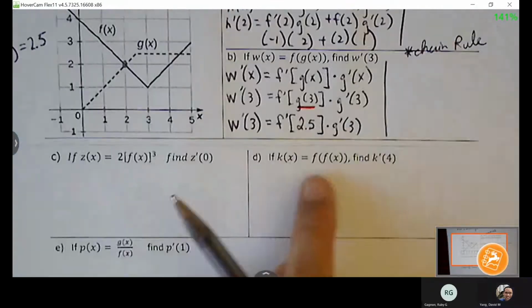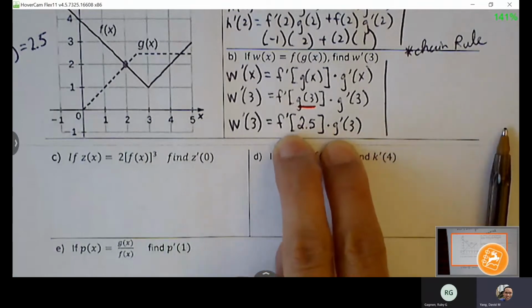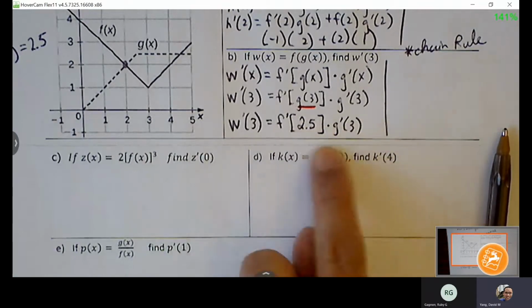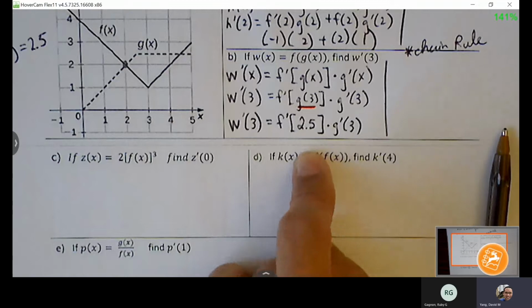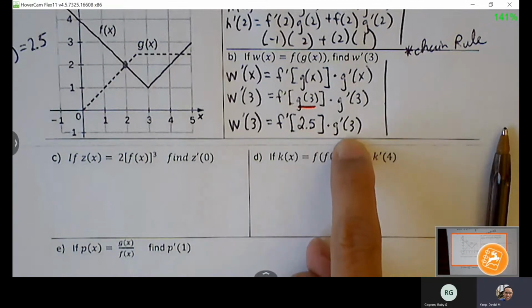Okay, so I'm going to wait to find g prime of 3. I just want this problem to look a little cleaner here so it doesn't look as messy as before. So now, let's take a step back. All we need to find now is f prime of 2.5, which is the slope of the f graph at 2.5, and then the slope of the g graph at 3.